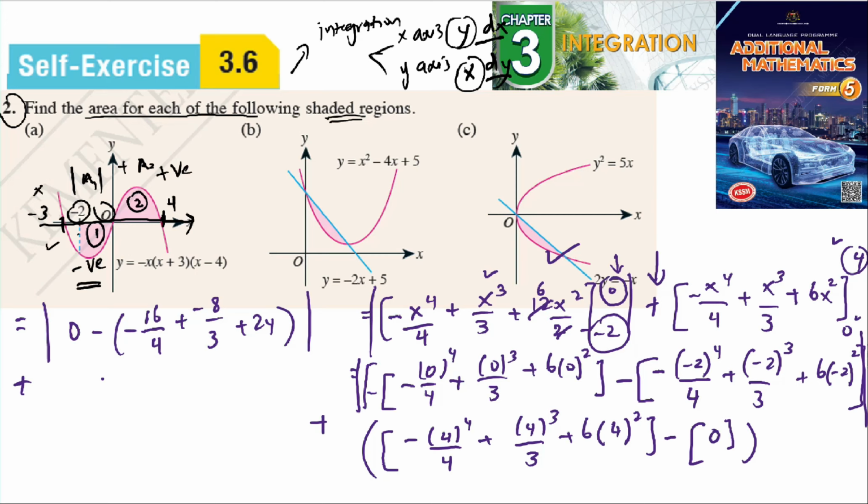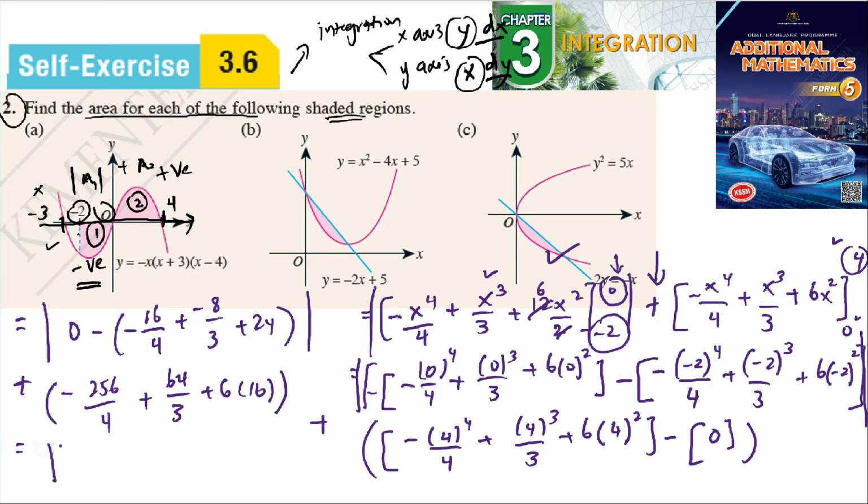So 4 to the power of 4 is actually 256 divided by 4 plus 4 to the power of 3 is actually 64. So 64 divided by 3 plus 6 times 4 squared. 4 squared is 16. So 6 times 16.